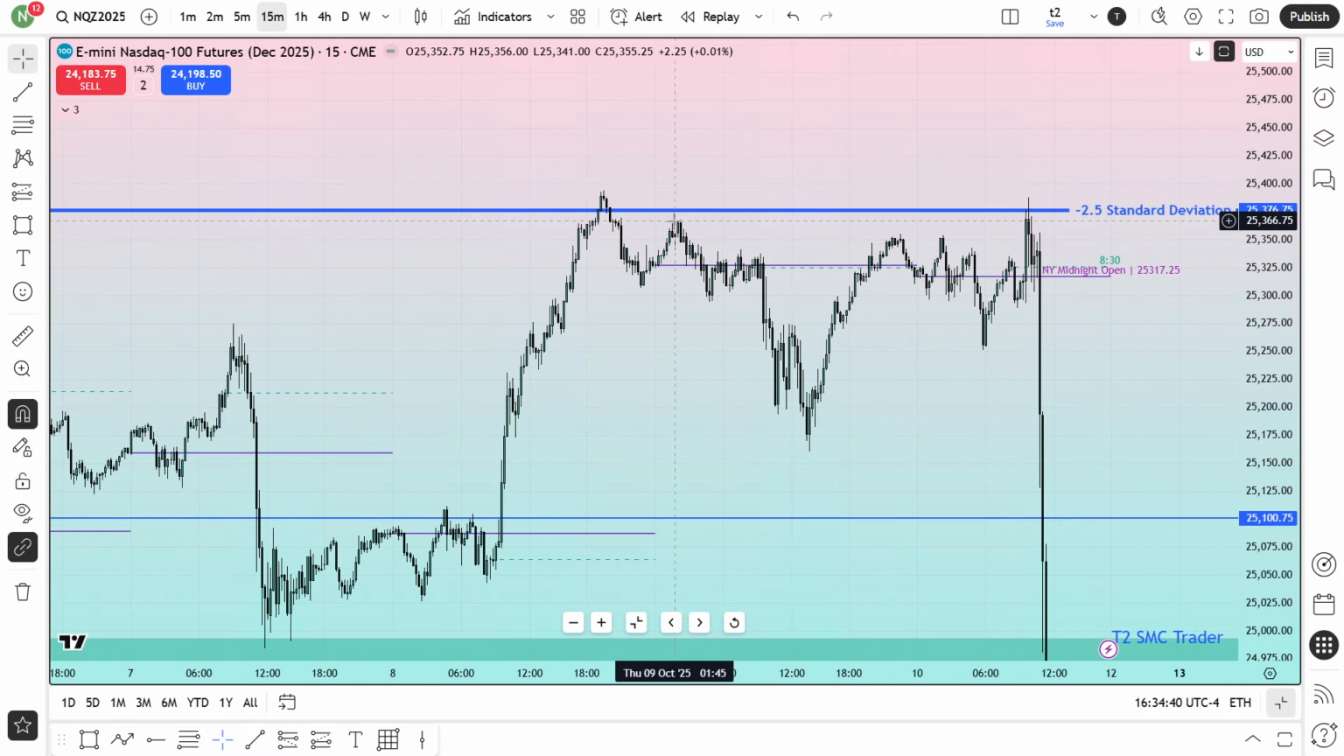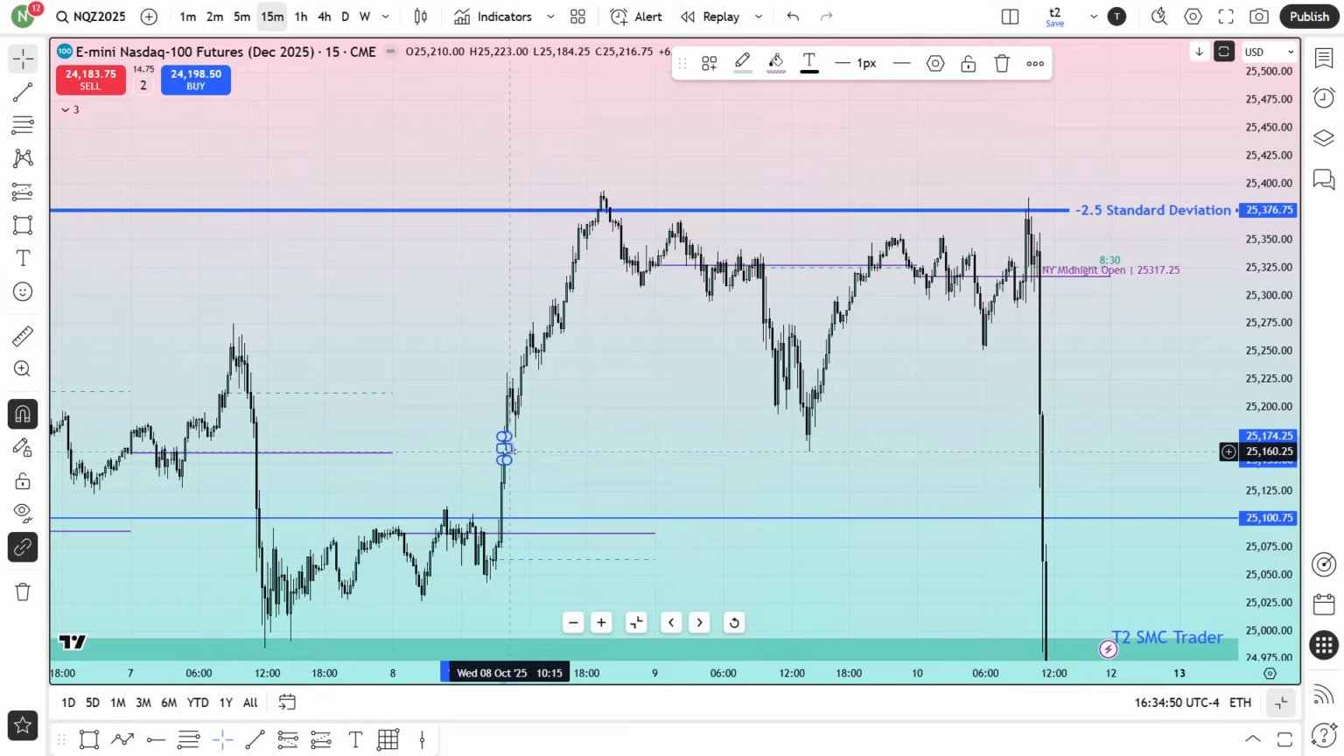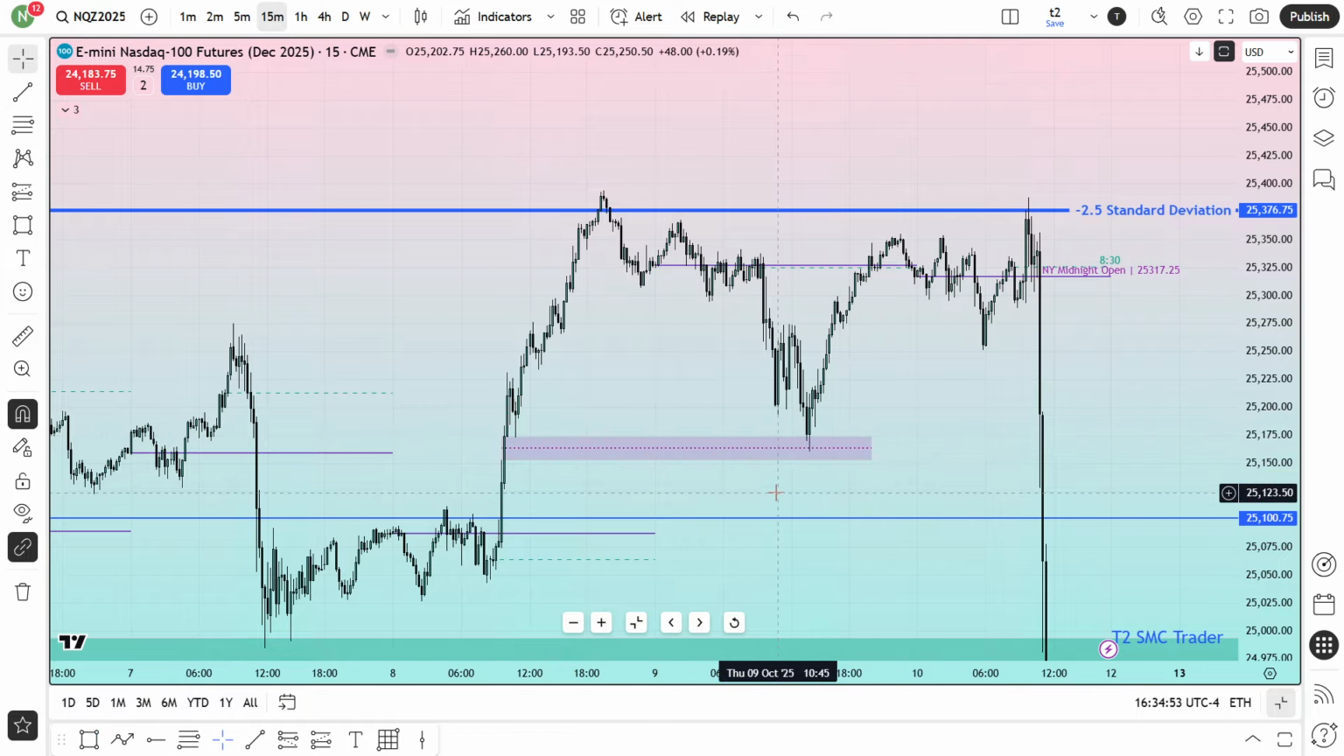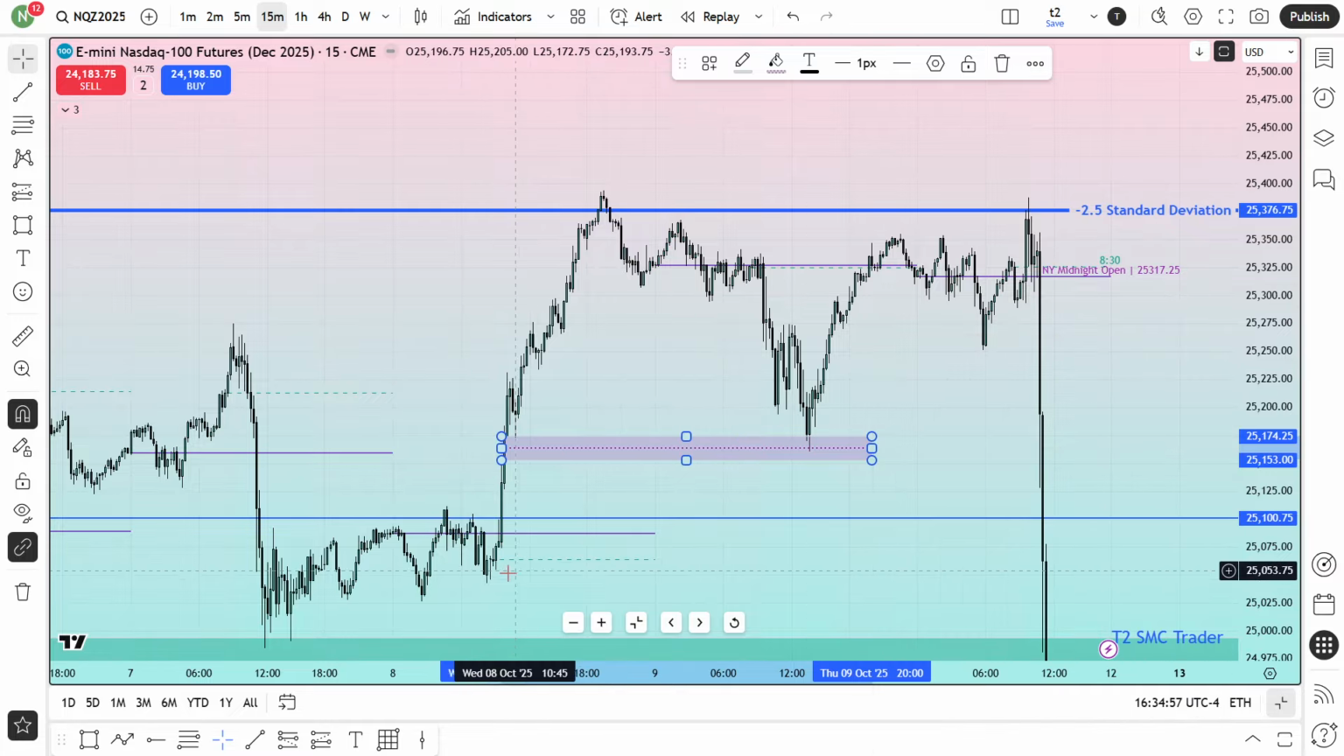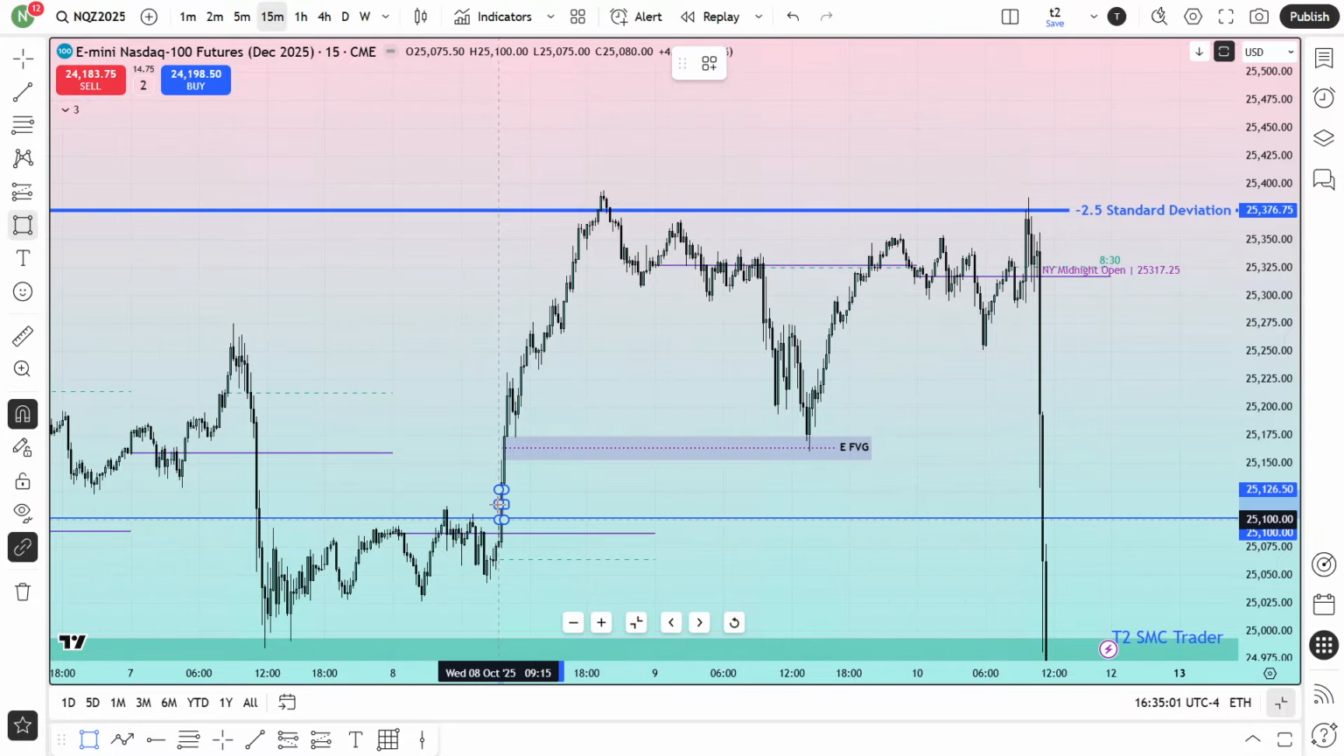On that specific day, when this market fell, where did it come to? To this bullish fair value gap. Now this gap was not important to me. I'm going to show you why this gap was not important to me. I call it the entry fair value gap, and I call this one the last fair value gap. So that was the last fair value gap and that was the entry gap.